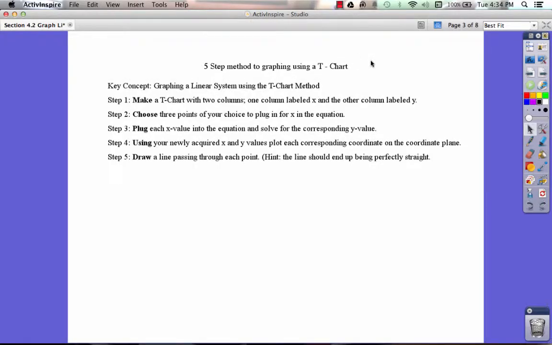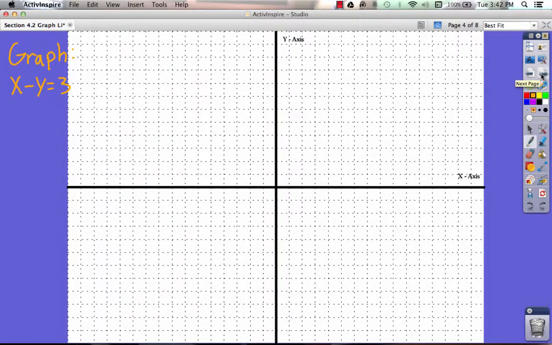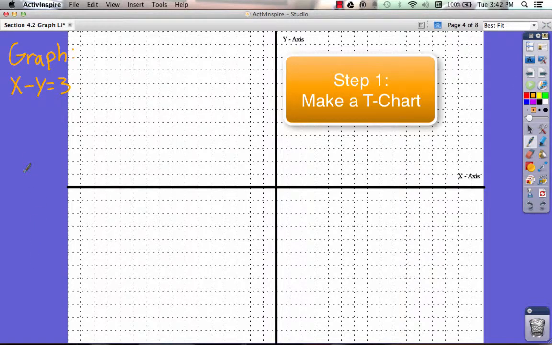Now we're going to look at the 5-step method of graphing using a T-chart. A T-chart can be used to graph any equation with two variables. We're going to go through a series of examples where we use each of these steps, and you'll be able to see that these steps work for anything, and if you follow the steps, you should be able to graph using a T-chart. Now we're going to graph x minus y equal 3. Let's go to step 1, make a T-chart.